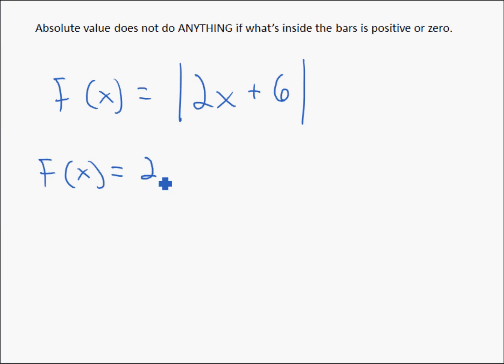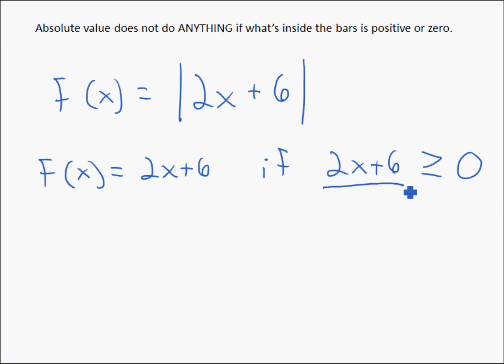f of x just equals 2x plus 6 as long as 2x plus 6 is greater than or equal to 0. As long as 2x plus 6 is greater than or equal to 0, then f of x just equals 2x plus 6, because the absolute value won't change the sign. This is going to be positive when x is greater than or equal to negative 3. These are equivalent ideas here. So what that means is if you plug in any number greater than or equal to negative 3 into f of x, you're going to get 2x plus 6.